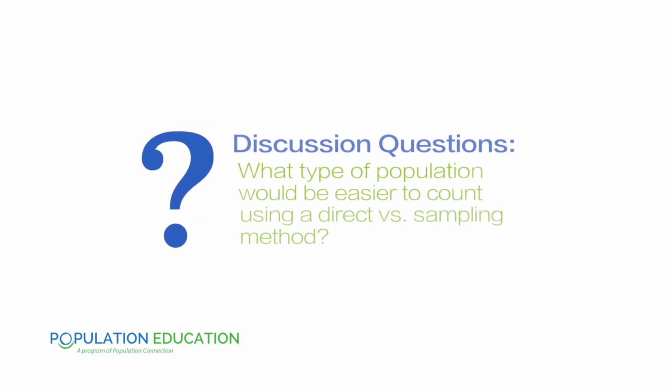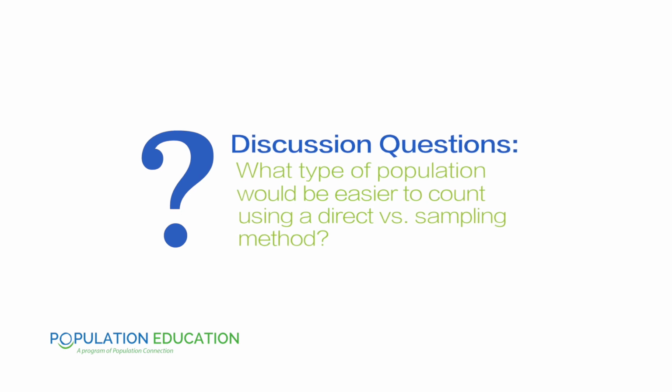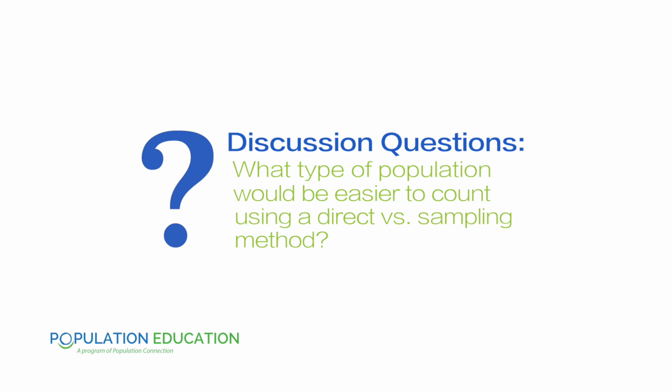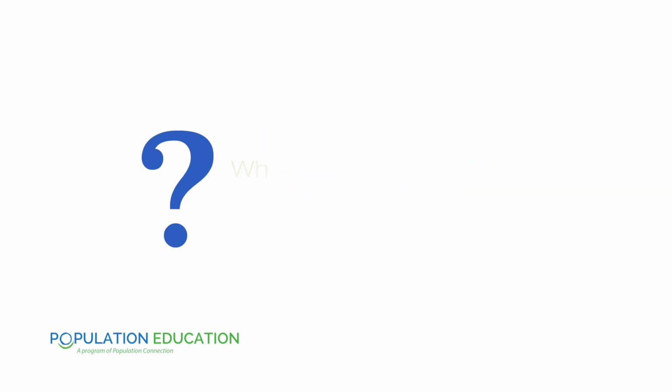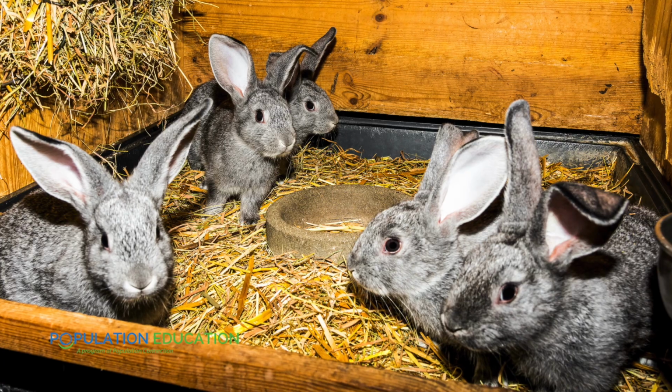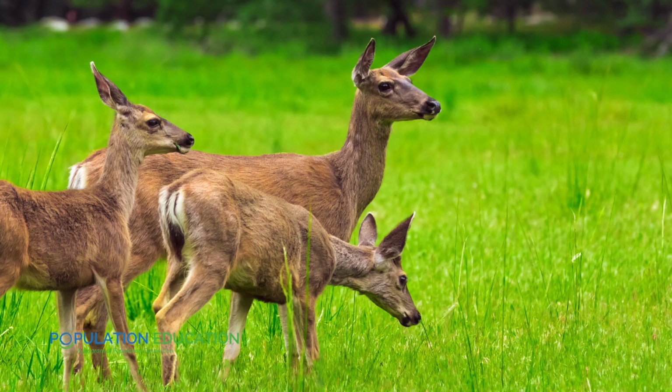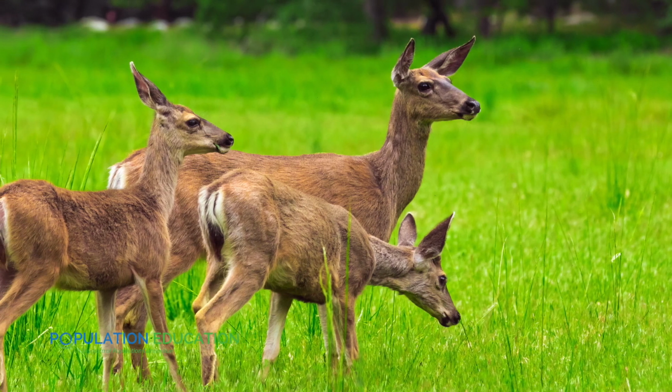One of these questions, for example, has students considering what type of population would be easier to count using a direct method or a sampling method. Students might mention, for example, that a population that is small and in a contained space, like for instance rabbits in a pen, might be easier to count using the direct method, whereas a population that is large or spread over a large geographical area, like deer in a field, for example, might be easier to count using sampling. Students are also asked to consider how they might use sampling to count the number of students in their school.